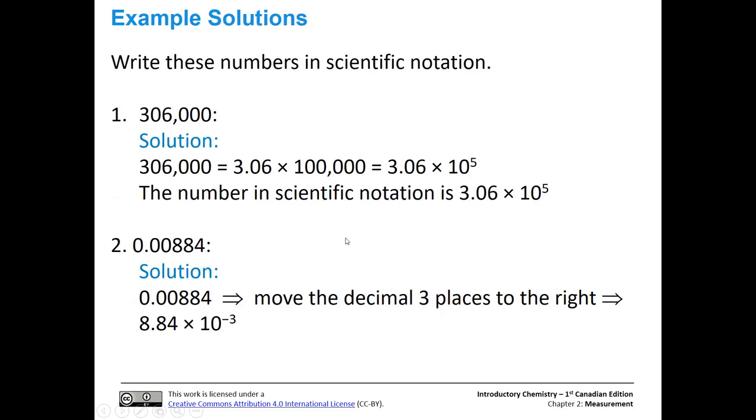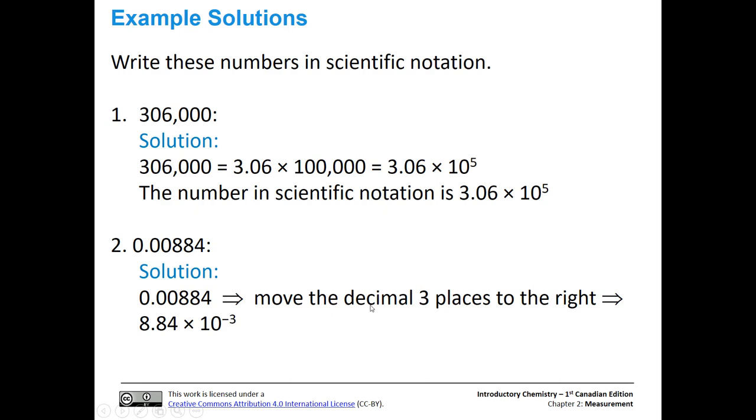Okay, so let's start with 306,000. Now that's a big number. It would be nice to write that in scientific notation. So what I'm going to do is pretend that there's a decimal place here after this last zero, and I'm going to move the decimal place to the left until I get to a number between 1 and 10. Okay, so 1, 2, 3, 4, 5. So 3.06 is now our coefficient. And I moved it 1, 2, 3, 4, 5 places. So my power of 10 is 5. And it's positive 5 because we want to take this little number and make it into this big number as it was originally. So the number in scientific notation is 3.06 times 10 to the fifth power.